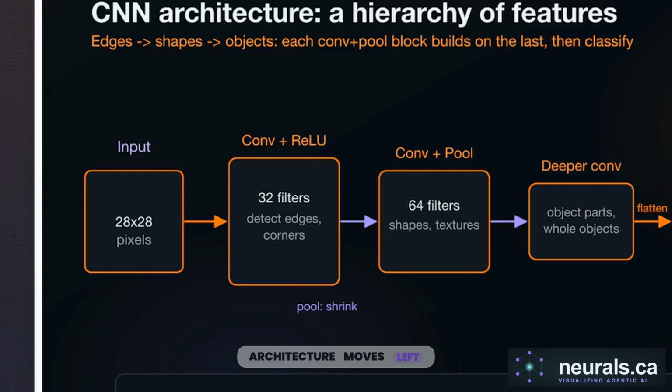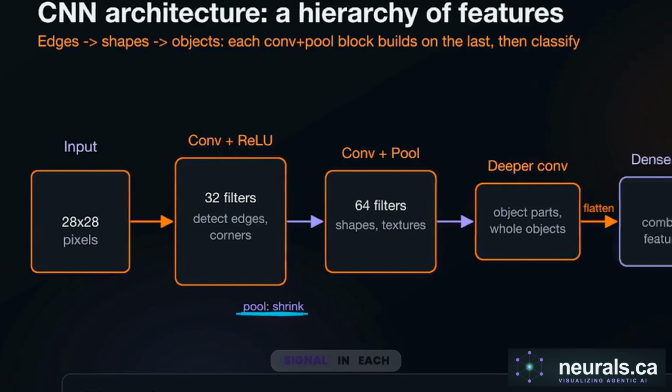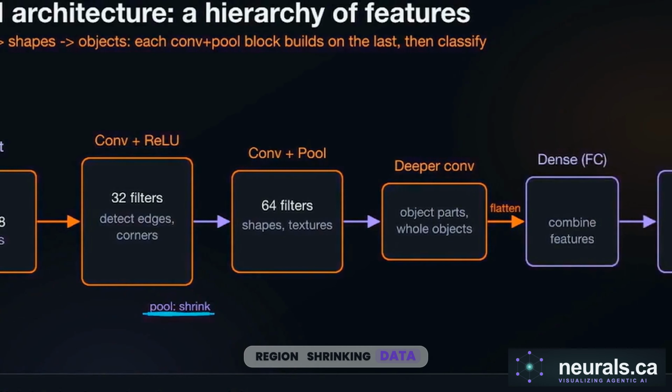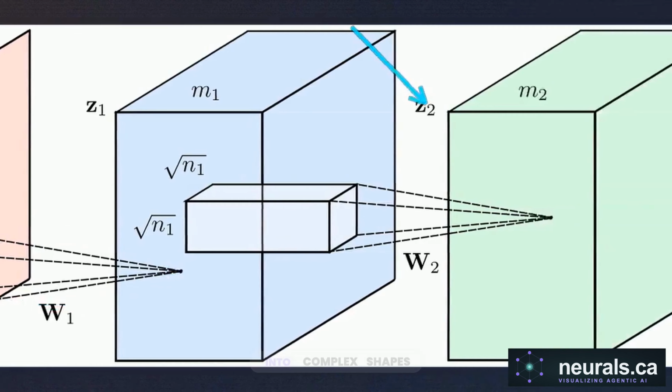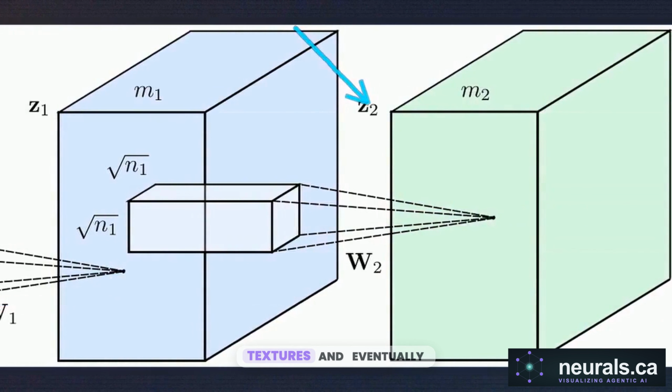The architecture moves left to right. Raw pixels pass through specialized processing blocks toward a final classification. After convolution, the ReLU function zeroes out negative values, adding nonlinearity. Then, max pooling keeps the strongest signal in each region, shrinking data volume for the next layer. Stacking these blocks creates a hierarchy. Early layers detect simple edges. Deeper layers assemble those edges into complex shapes, textures, and eventually recognizable objects.